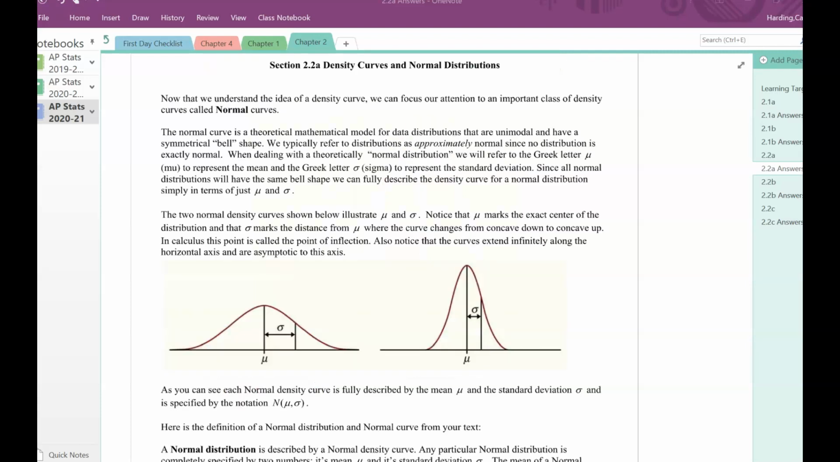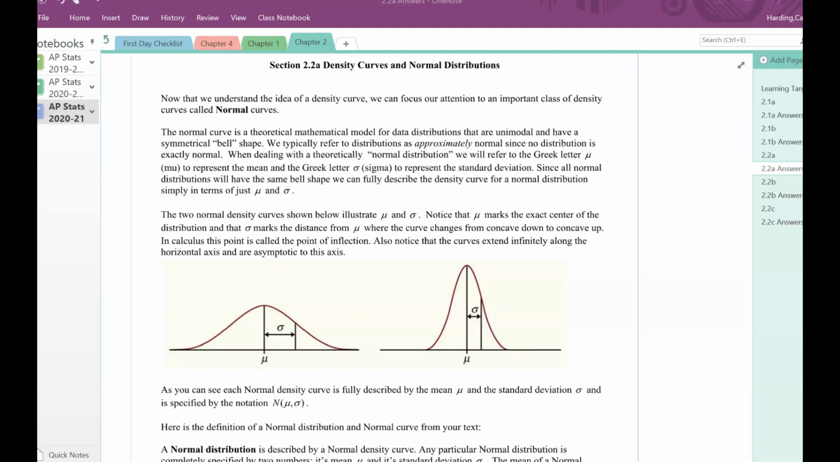Okay, on the next page, we're going to begin talking about the normal curve, and we're going to start to focus in on this shape. The normal curve is a theoretical model for data distributions that are unimodal and have a symmetric bell shape to them. We typically refer to these as approximately normal. You know that real-world data, actual data sets, are not going to be exactly normal, so we refer to distributions that look like this as approximately normal.